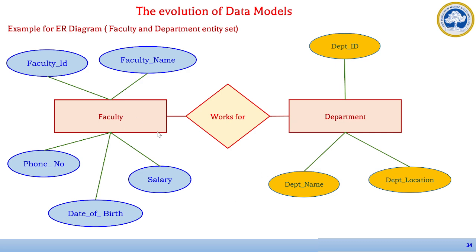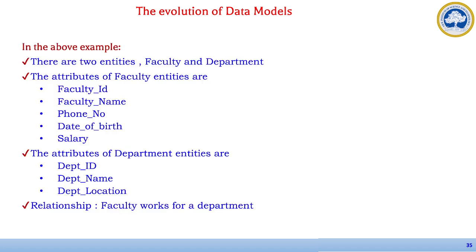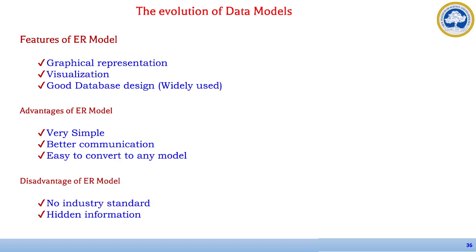And here in this diagram, two entities are there, and the remaining things are going to be called as what? Attributes. And works-in defines the relationship between the faculty entity and the department entity. That's what is being given in this slide.